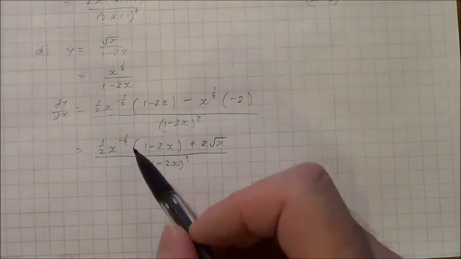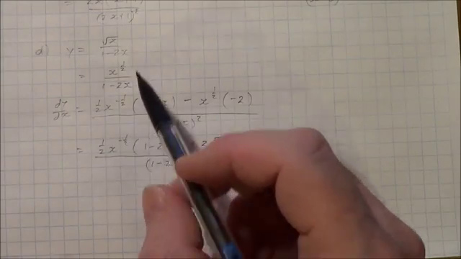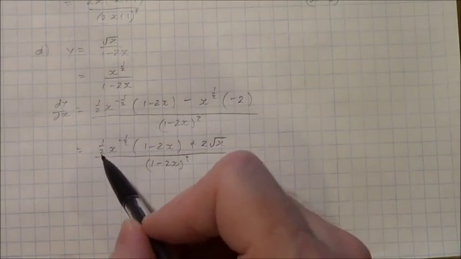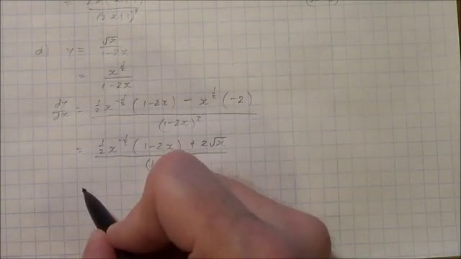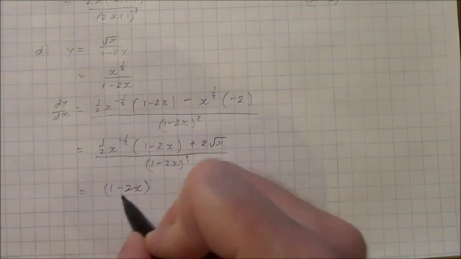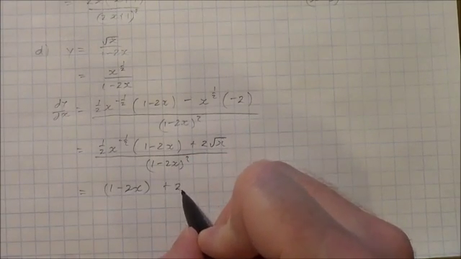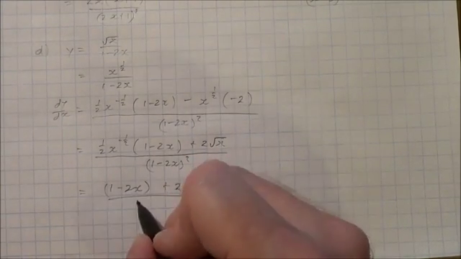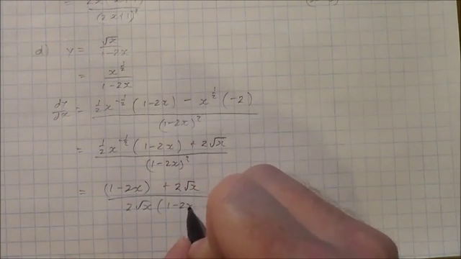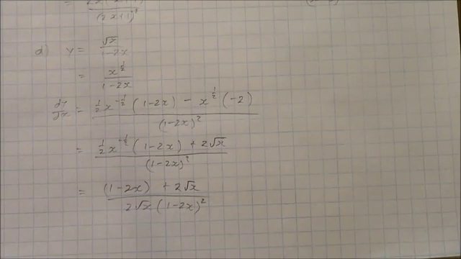And then what I'll do is I'll change this also back into square root notation. And because it's negative, we'll drop that into the denominator, and that 2 will also drop down. So we end up getting 1 minus 2x plus 2 root x all over 2 root x quantity 1 minus 2x all squared.